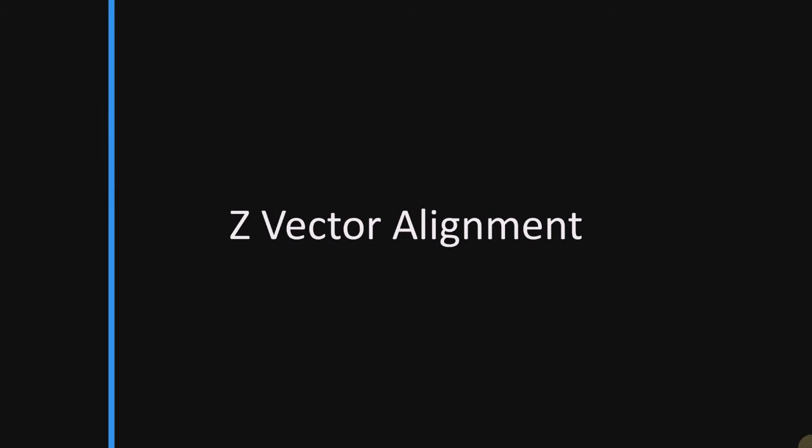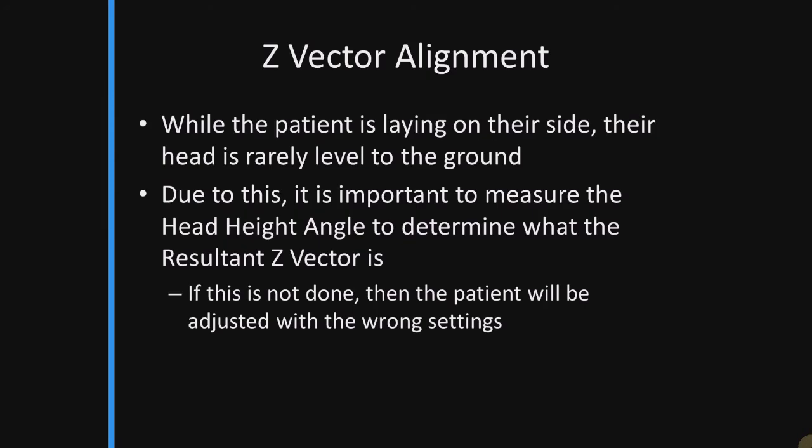Our next section is about vector calibration. First we'll begin with the Z-vector alignment. While the patient is lying on their side, their head is rarely level to the ground. When you consider that we got the height coordinate for our atlas correction from a patient seated vertical in the chair, when that patient lies on their side, they're not necessarily perfectly level with the horizon of the earth.